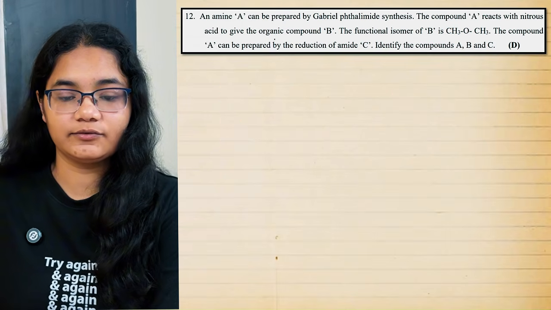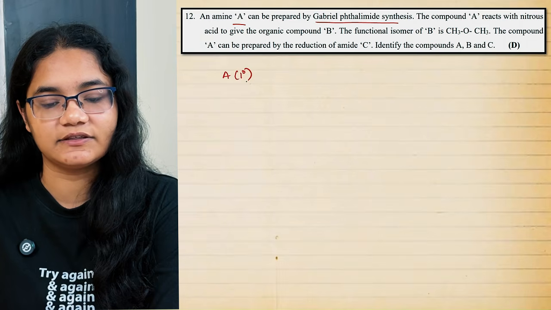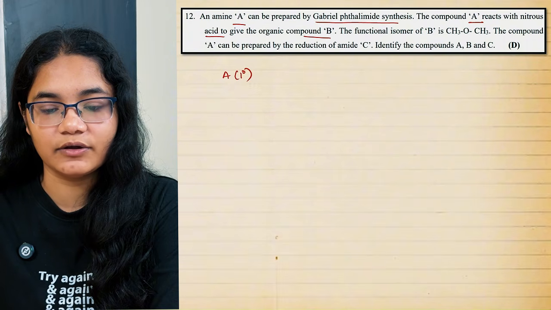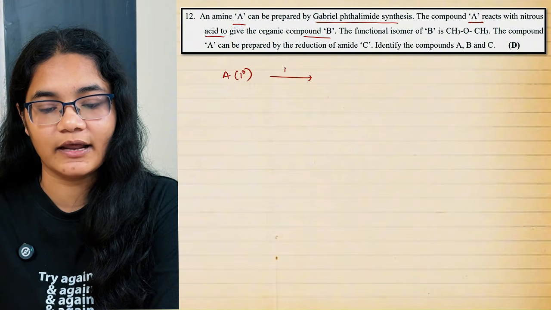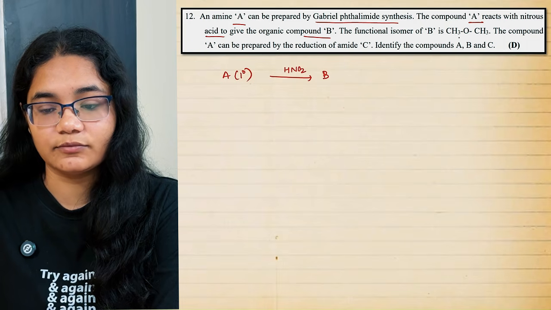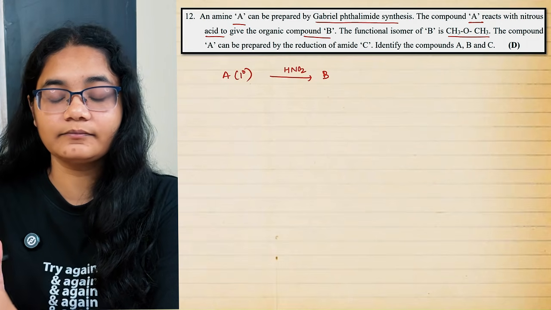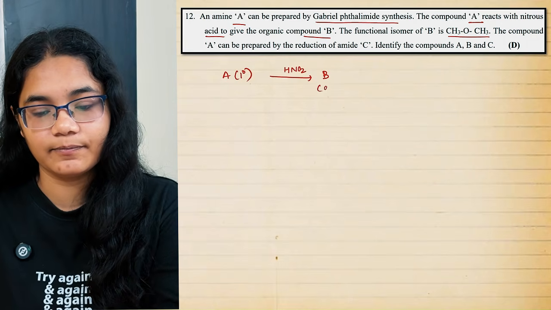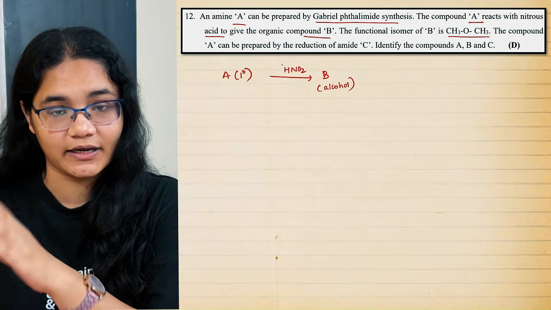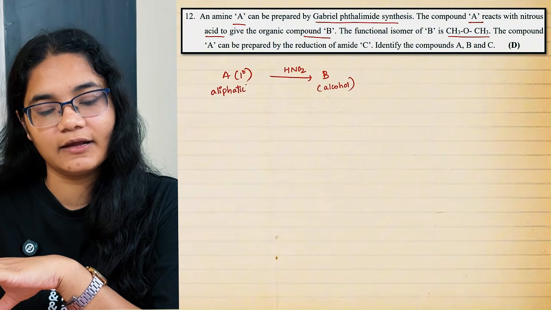Okay, next question. An amine A can be prepared by Gabriel phthalimide synthesis. That means A must be a primary amine. The compound A reacts with nitrous acid to give compound B. The functional isomer of B is CH3OCH3. That means what? This B is an alcohol. If we are getting an alcohol on treating with nitrous acid, that means this is an aliphatic amine, aliphatic primary amine.